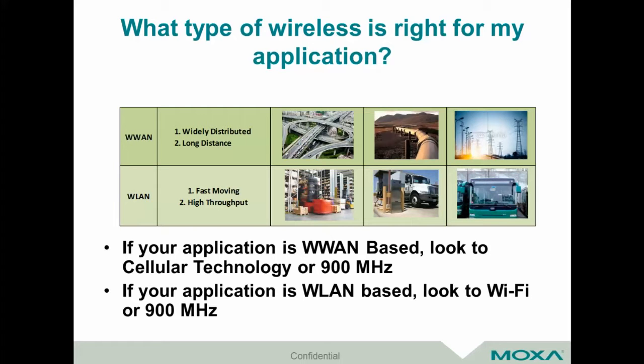The other one would be something like a WLAN or a local network, and those would be ones that are either fast moving, requiring some sort of fast roaming technology, which is something that many Wi-Fi devices feature, or if you need very high throughput. With the advent of 802.11n and the upcoming ratification of 802.11ac, it's now possible to have very high speeds across your wireless network, almost approaching what you would find in a traditional local network. So if your application is going to be wide-based, you're going to want to look at either cellular technology or 900 megahertz. And if your application is WLAN or locally based, you're going to want to look to Wi-Fi or potentially 900 megahertz. The bulk of this webinar is going to focus on both cellular and Wi-Fi, since those are the two most popular standards, and it looks like those are the two that you guys have been using the most as well. So that jives with that also.